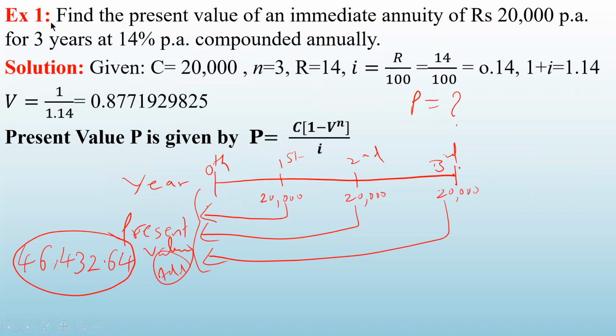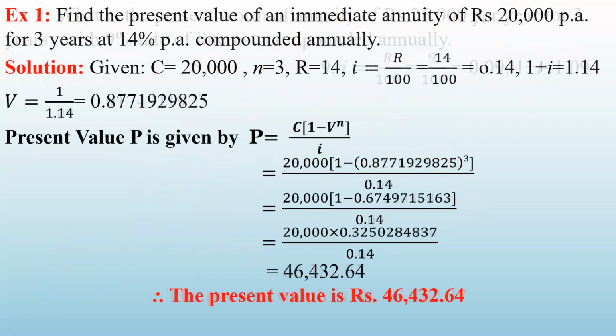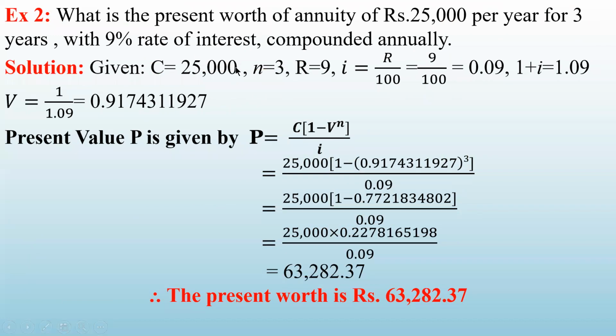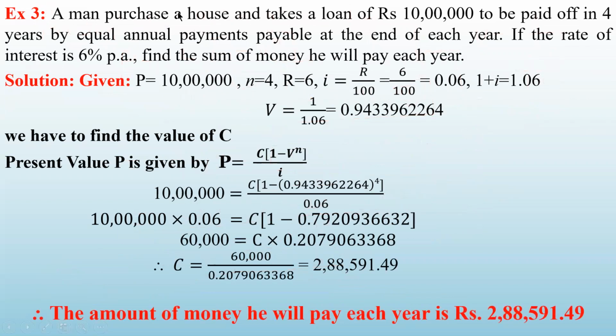This problem we have solved in the last class. Find the present value of immediate annuity of rupees 20,000 for 3 years at 14% per annum compounded annually. This we have already done in the last class. I've shared the PPT also with you. The second is the present worth of annuity. And then the third one, where a person has taken a loan of 10 lakh rupees and is repaying the loan by 4 equal installments payable at the end of each year. You have to find out the value of C, the installment amount. So these 3 problems we have done.